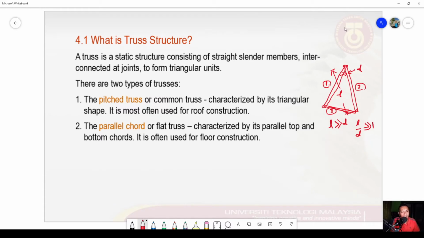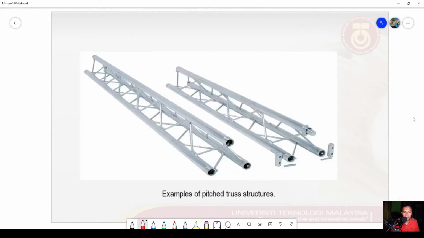There are two types of trusses, which are known as the pitch truss or common truss, and another type of truss structure which is known as the parallel chord or flat truss. So these pitch trusses and parallel chord trusses are different, characterized by their geometry and also their applications.